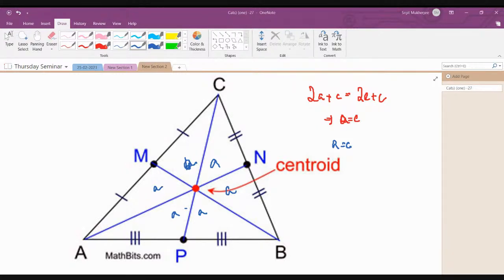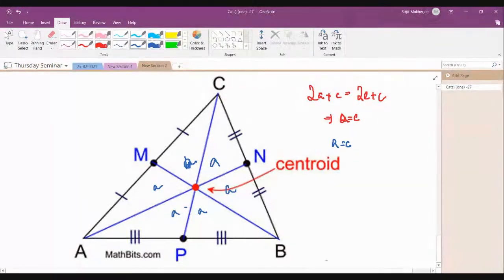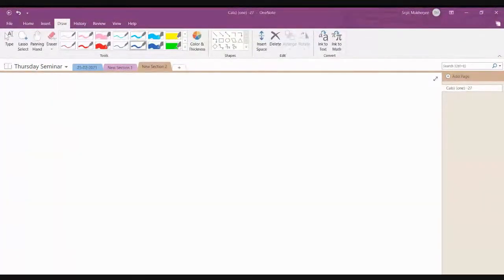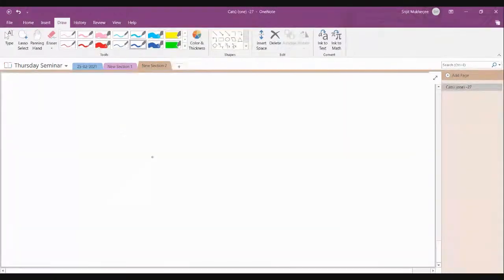Not the next problem, but an extension of this problem. So what is the extension of this problem? It is that now instead of doing this in a triangle, we will try to do this in a quadrilateral. So what is the question over here? Let's see the question.